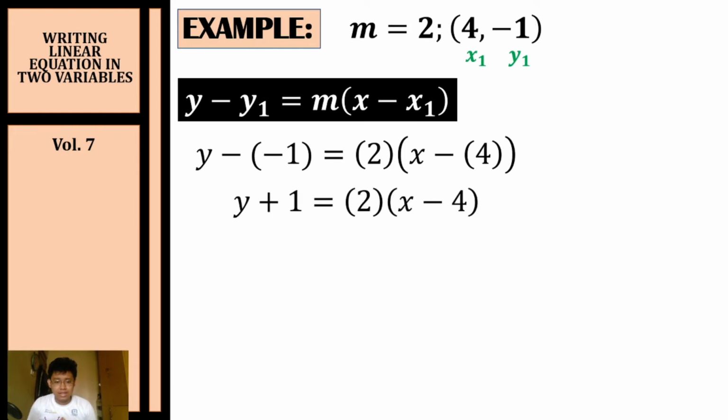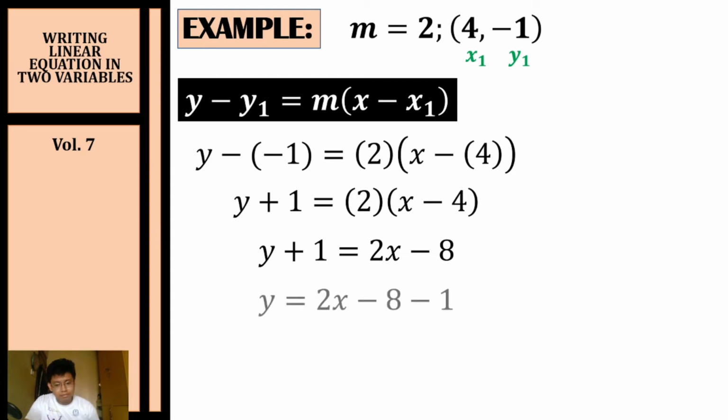Now, simplifying this, we will have y plus 1 is equal to 2 times the quantity of x minus 4. Let's apply the distributive property. We will have y plus 1 is equal to 2x minus 8. Now, let's transfer positive 1 to the other side by subtracting both sides by 1. So we will have y is equal to 2x minus 8 minus 1. Simplifying that, we will have the equation of the line, which is y is equal to 2x minus 9.